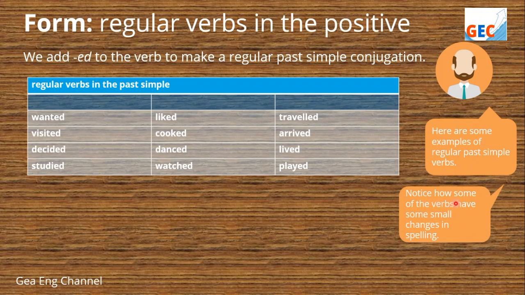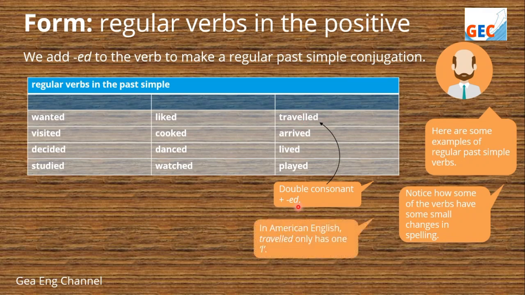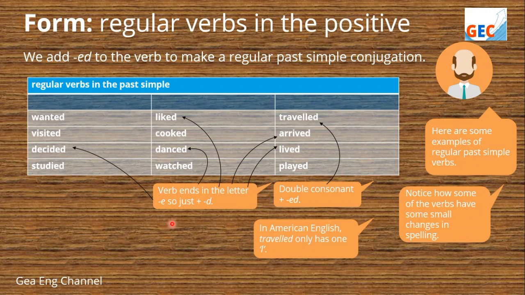You need to pay attention to how some of the verbs have a small change in the spelling. First, we double the consonant. For example, I traveled, travel plus ed. In American English, travel only has one L. And verbs that end in the letter E, we just add D.